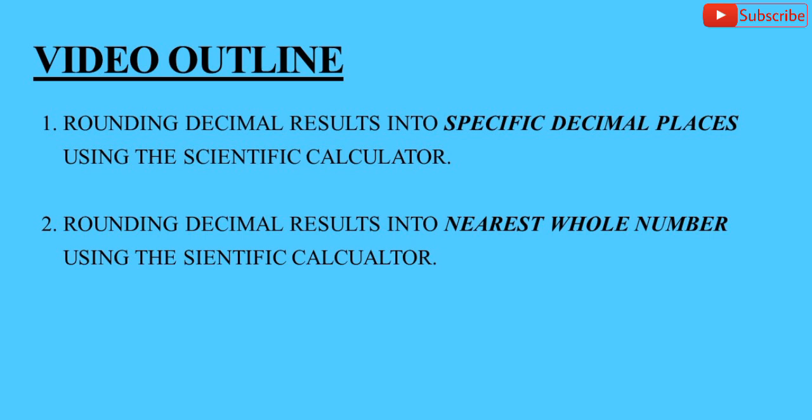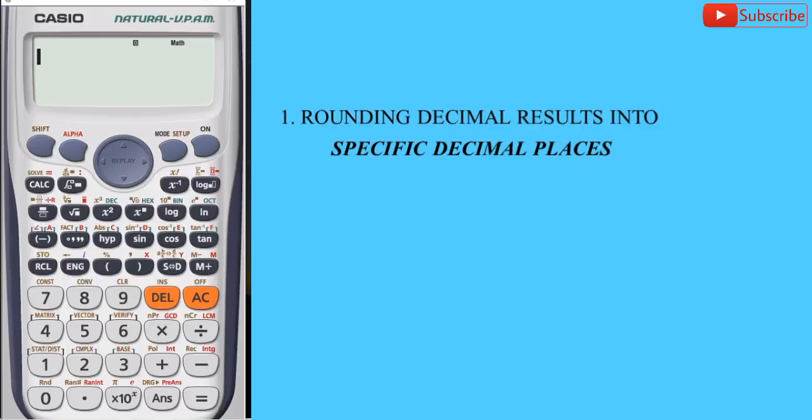In these tutorials, we are going to learn how to round figures or decimal results into a given number of decimal places. And we will also talk about how to round decimal results into the nearest whole number. For instance, if I want to round a particular result into 2 decimal places, 3 decimal places, or any specific number of decimal places, as well as if you want to round that particular decimal result into the nearest whole number, then how do we do that using the scientific calculator? So that is what we are going to learn about in this particular video.